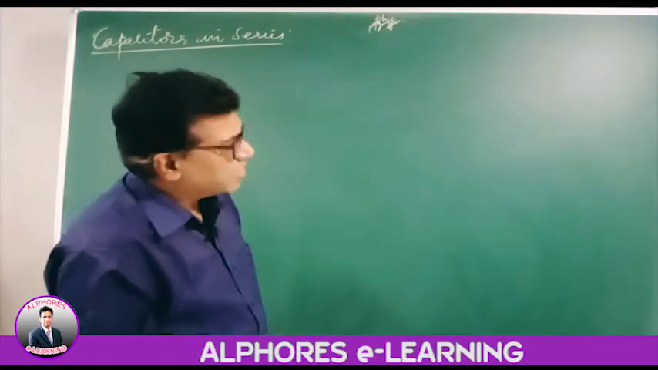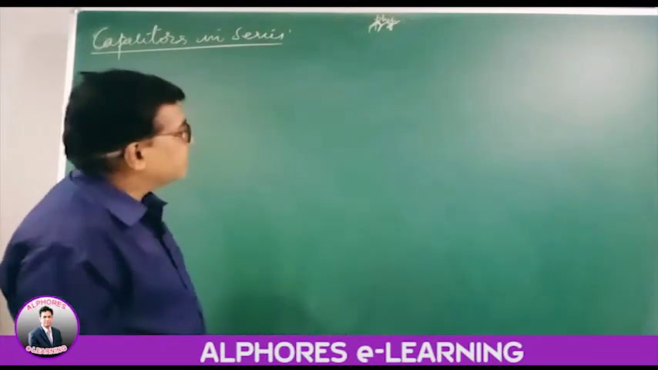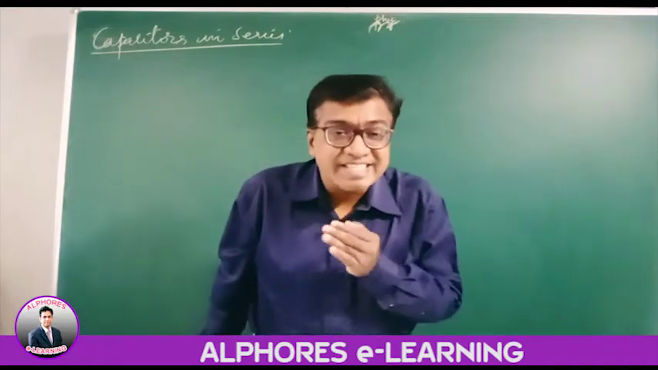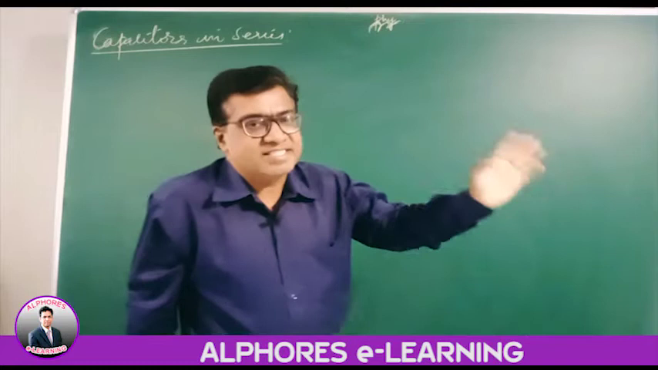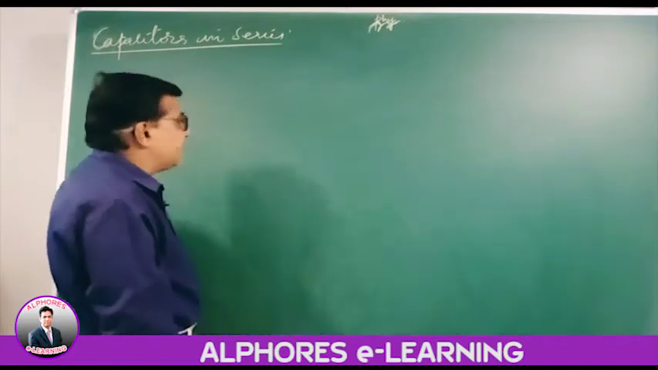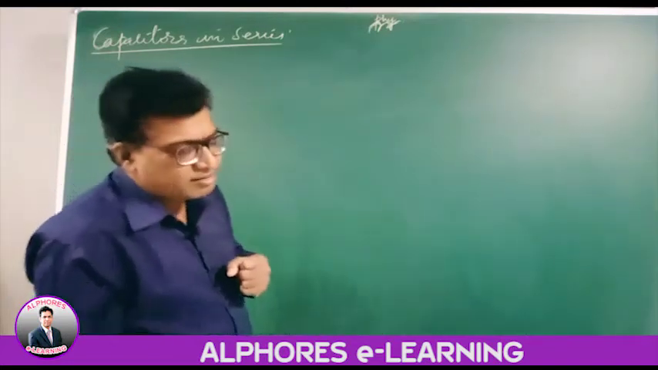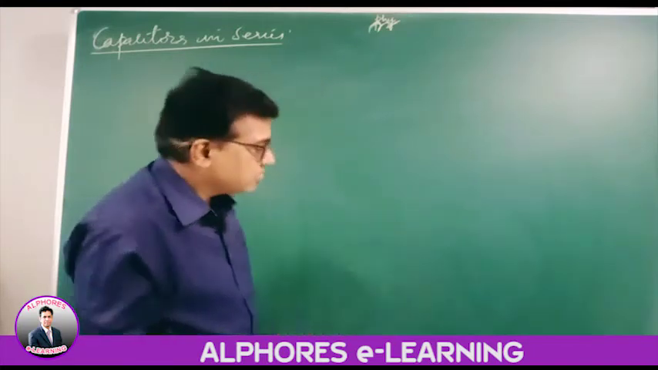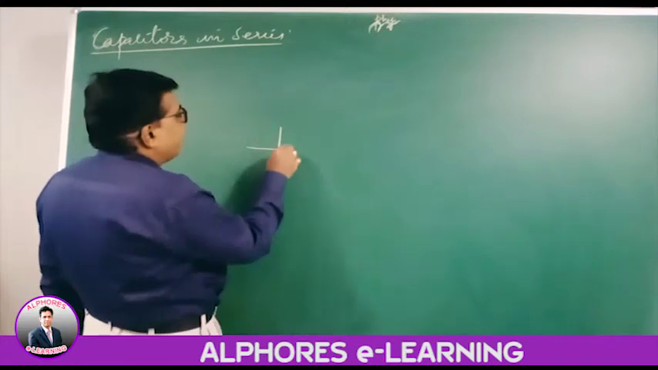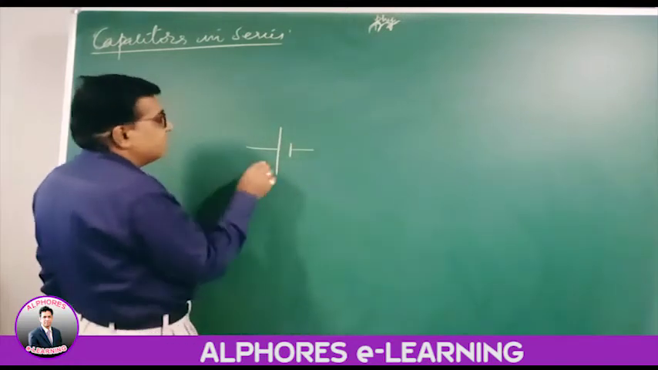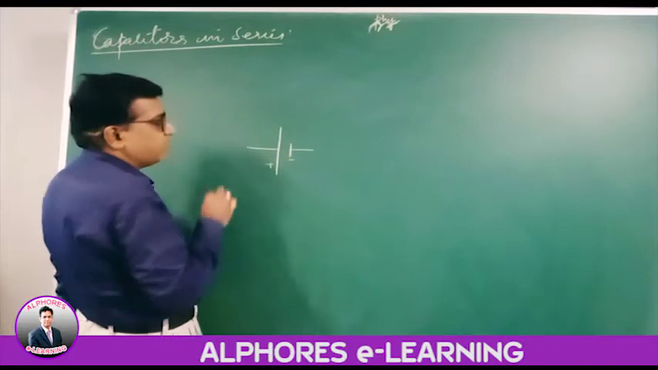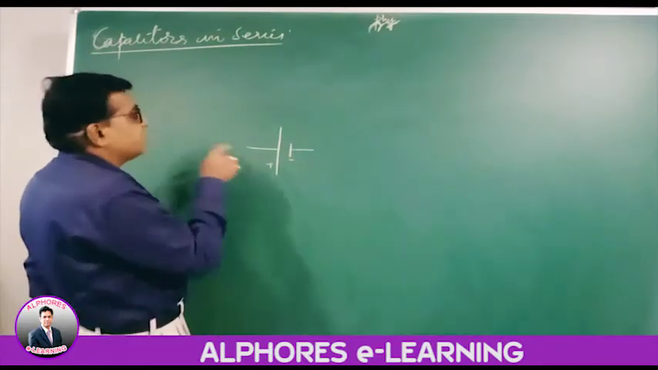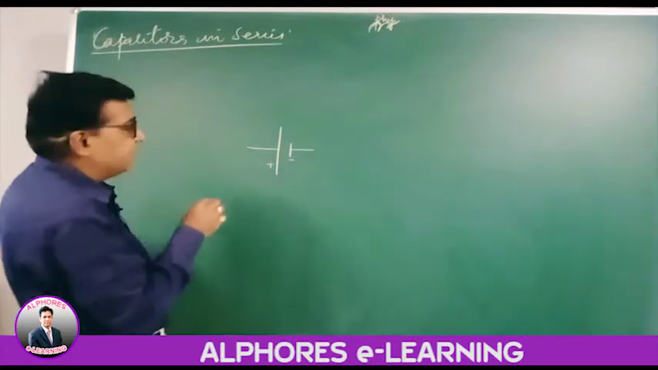Now let's talk about capacitors when they are connected in series. First of all, let us understand what a series connection is. Any electrical element has two terminals, positive and negative. Suppose a battery or a cell is represented like this: this is the positive terminal, this is the negative terminal, plus and minus. Every element has plus and minus. This is the electrical symbol for a cell or battery.